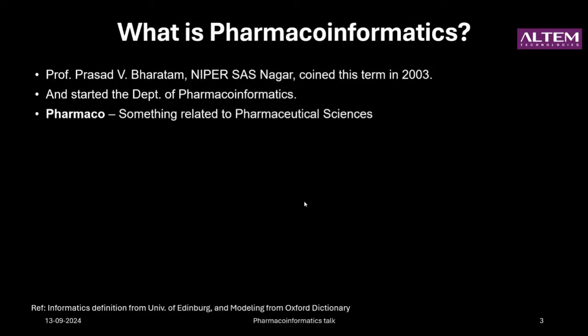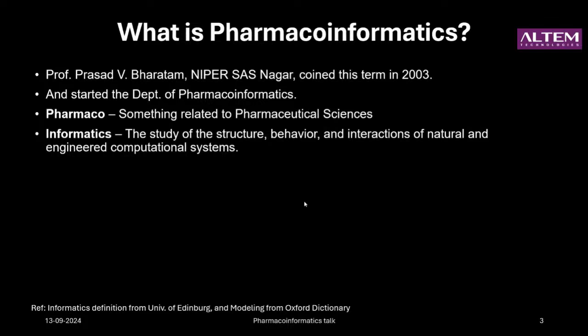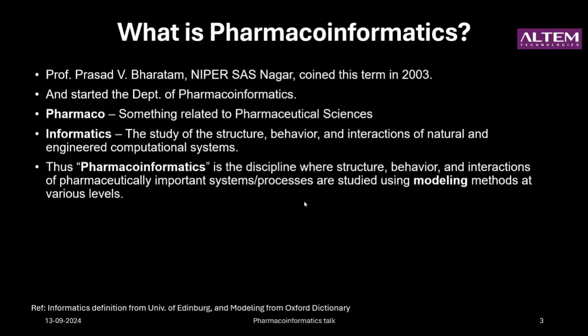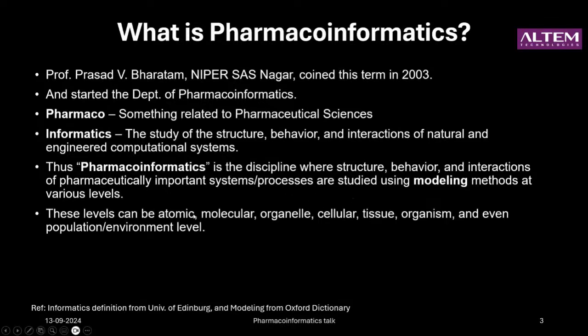in various positions. So to begin with, pharmaco means something related to pharmaceutical sciences, and informatics means the study of structure, behavior, and interactions of these natural or engineered systems through computational means. When you combine these two, you get pharmacoinformatics, and it can be defined as a discipline where the structure, behavior, and interactions of pharmaceutically important systems or processes are studied using various modeling methods. Those studies can be done at different levels. Those levels could be atomic, molecular, cellular, tissue level, or organism, or it could be at a higher level where you are studying changes in the population or the whole environment.